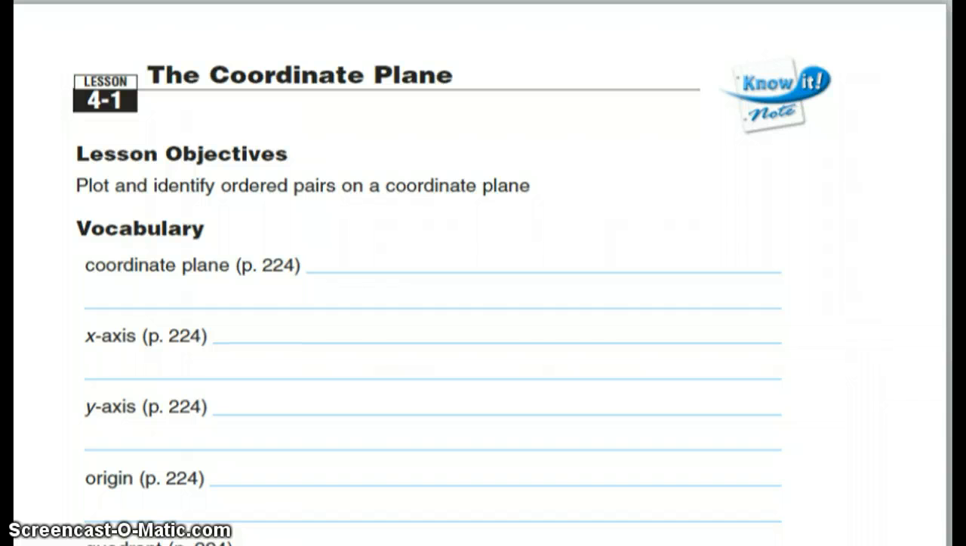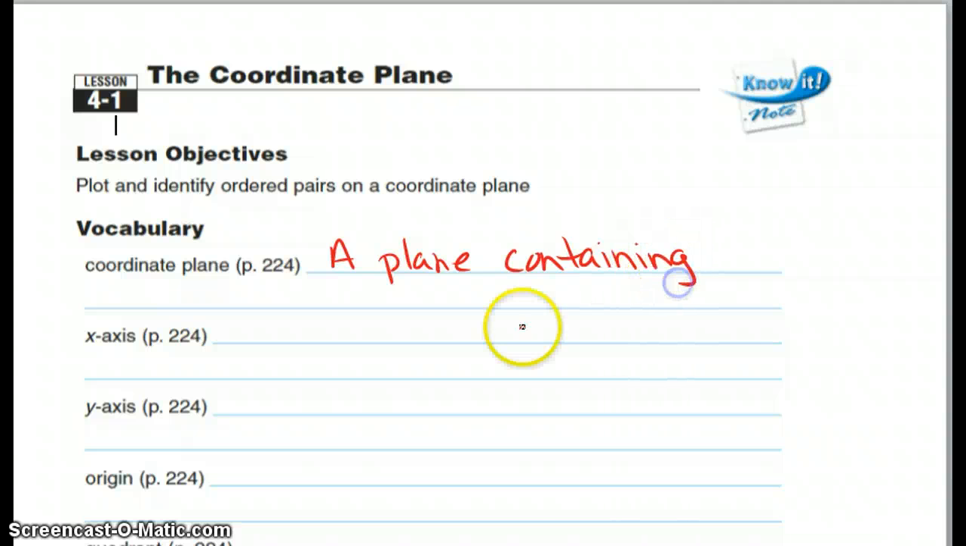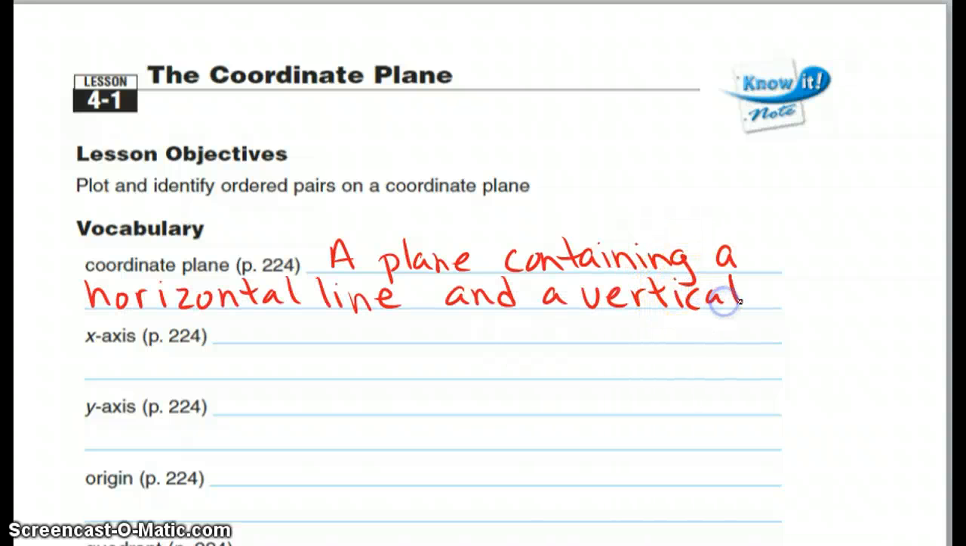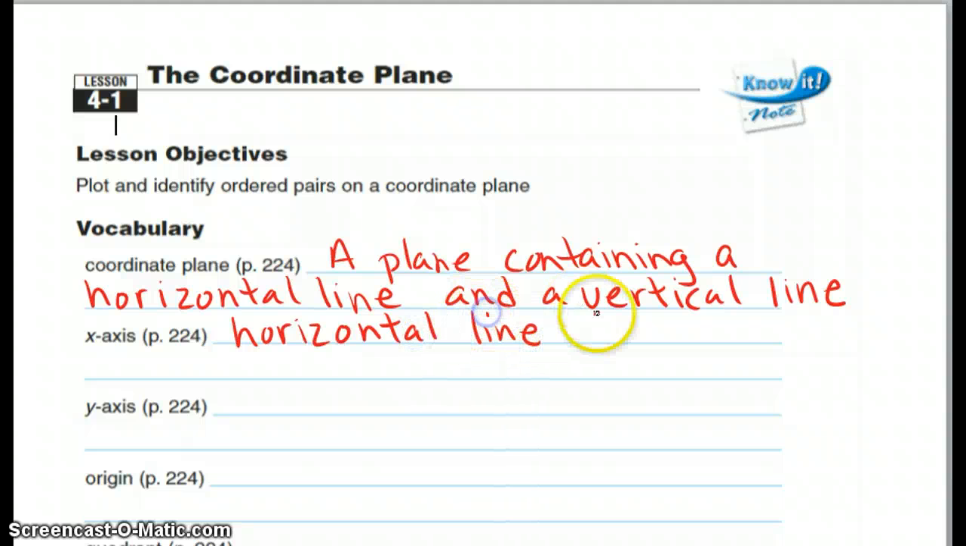So, a coordinate plane. It is a plane containing a horizontal line and a vertical line. Now, x-axis, that is that horizontal line on a coordinate plane. It is always the horizontal line and it is always labeled x. So y-axis is the vertical line on a coordinate plane.